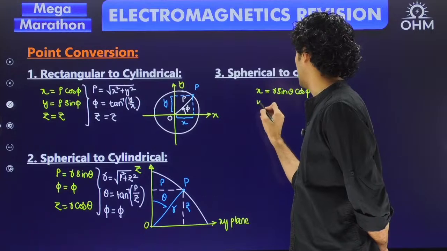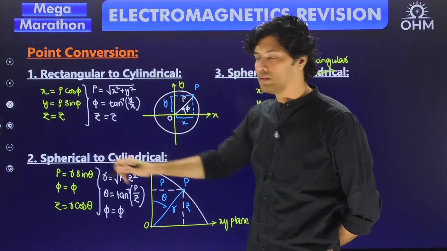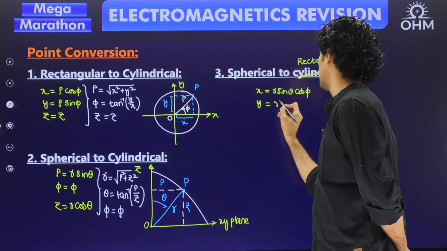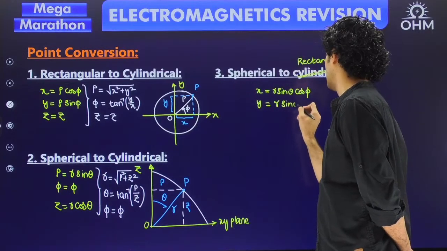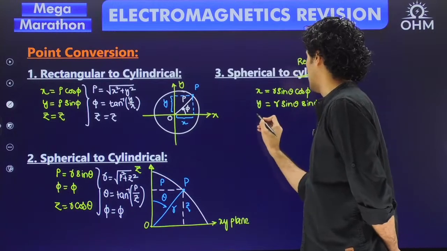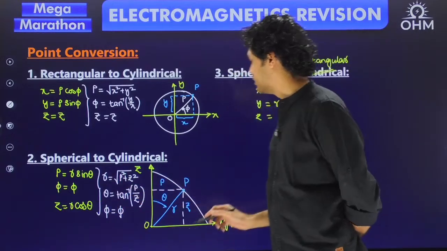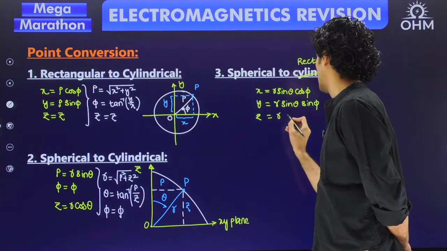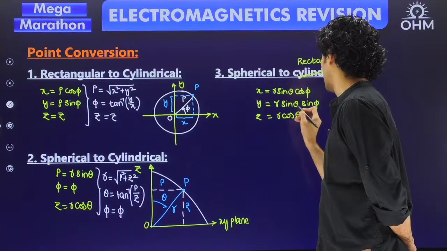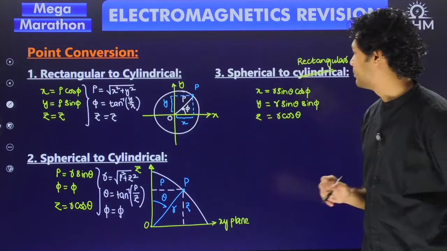Similarly, what is y? y is equal to rho sin phi, but rho is r sin theta, and hence this is r sin theta sin phi. Don't mug this up, not required. And lastly, what about z? z in terms of only r, theta, phi, as you can see here, is nothing but r cos theta. That's it. Given r, theta, phi, now I have the expressions in terms of x, y, z.